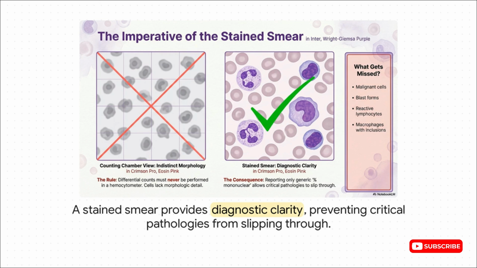Just look at the difference. On the left, in a counting chamber, the cells are just fuzzy blobs. And this leads to a golden rule. You must never perform a differential count in a hemocytometer. Why? Because you just can't see the morphologic detail. Now look to the right. With a properly stained smear, suddenly everything pops into focus. You've got diagnostic clarity. You can see the nucleus, the cytoplasm, the whole shebang. If you skip this step, all you can say is, oh, there's a certain percentage of mononuclear cells. You risk completely missing the big stuff: malignant cells, blast forms, reactive lymphocytes, or those telltale macrophages with inclusions.